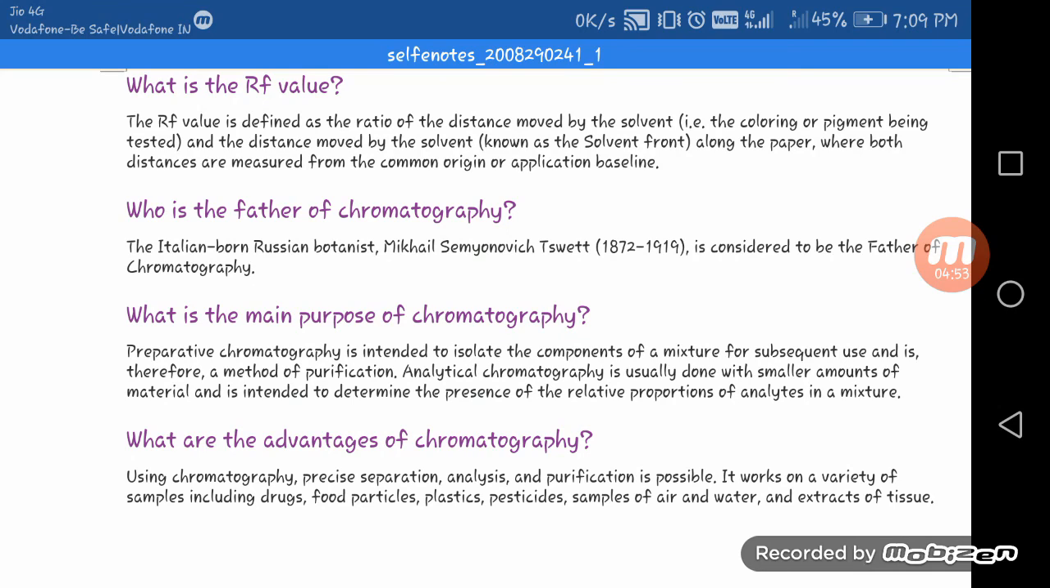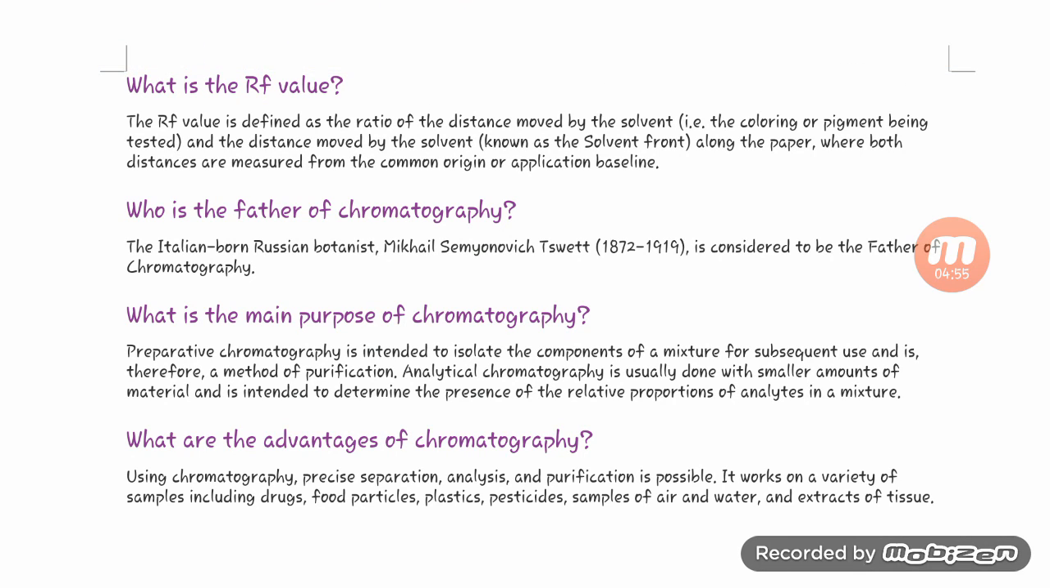So the RF value is defined as the ratio of the distance moved by the solute to the distance moved by the solvent along the paper, where both distances are measured from the common origin, the application baseline.